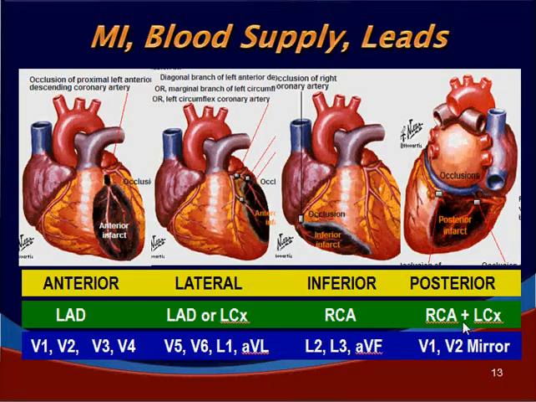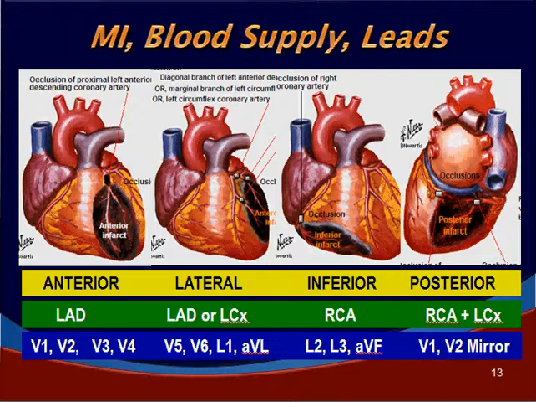The posterior part of the heart is supplied by RCA and partly by the LCX, and here we see mirror changes in V1 and V2, because we do not have direct leads which can give us information about the posterior wall, but V1 and V2 are exactly opposite to the posterior wall, so much so they give mirror changes on the ECG whenever there is a posterior infarct.